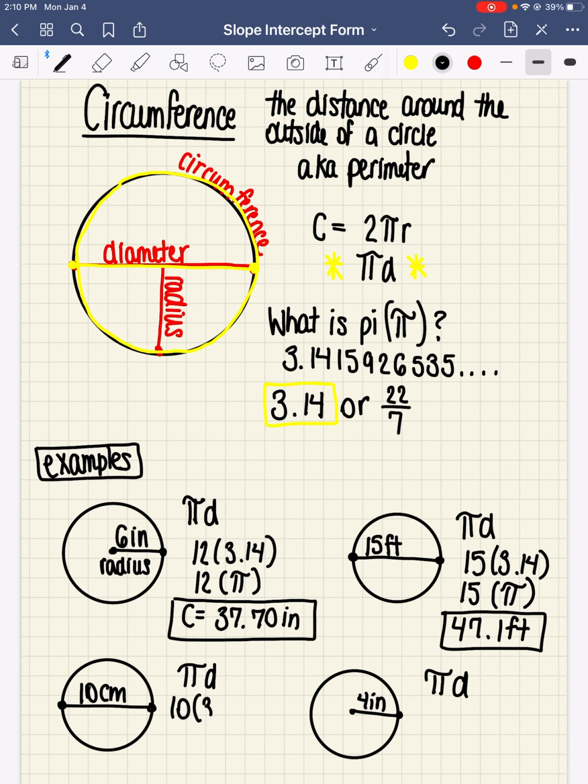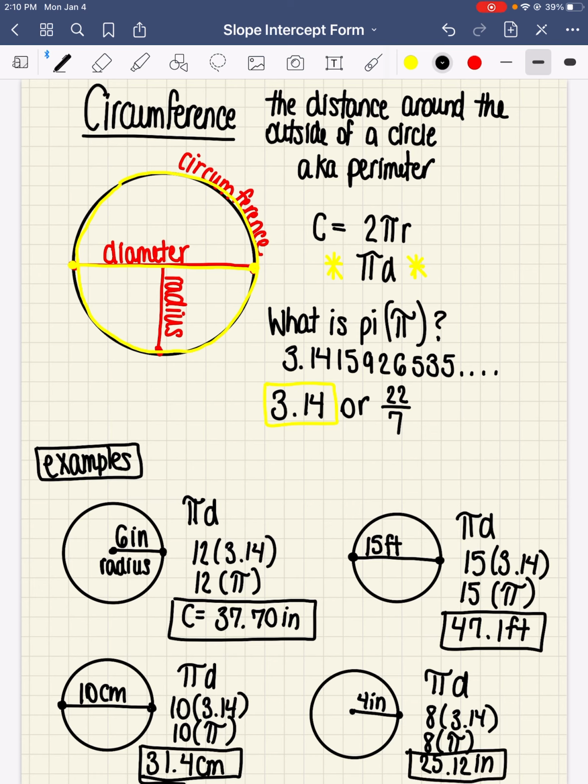All right, so we should have 10 times 3.14, or 10 times pi if you have that button available to you, which is going to give you 31 4/10 centimeters. You'll notice I'm not squaring this measure. This is not area. We will get to area, but you do not need to square your measure. All right, the last one, it gives me the radius is 4. I need to find the diameter. I know then I need to double 4. 4 times 2 is 8. So I'm going to do 8 times 3.14, or 8 times pi. And that is going to give me 25 12/100 inches as my circumference.